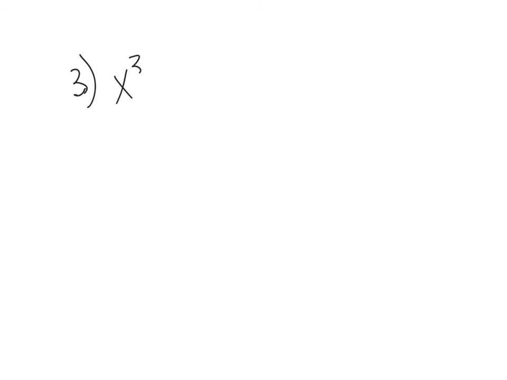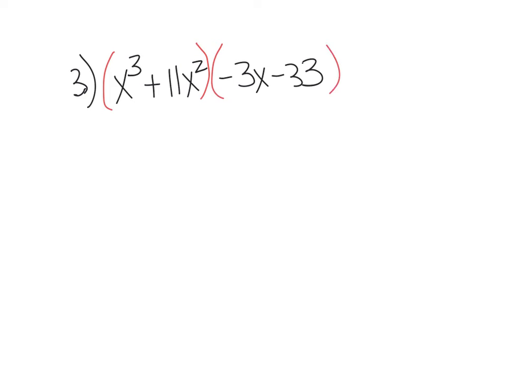So what if we have x cubed plus 11x squared minus 3x minus 33? Again, you only want to group things together that have a common factor. So let's put parentheses around the first two and the second two, including sign. So x cubed plus 11x squared. Both of these have an x squared. Well, x squared times what will get us x cubed? That's x. x squared times what will get us 11x squared? That's plus 11.